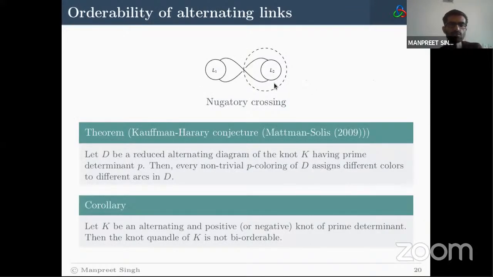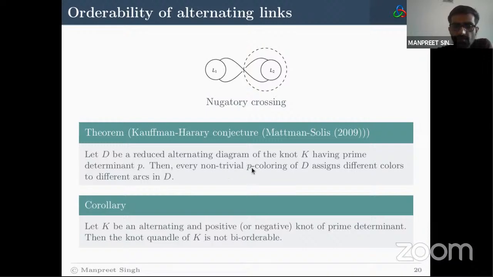So here are some consequences of this result. It was proved by Mattman and Solis, the Coffin hierarchy conjecture, which is as follows. Let D be reduced. By reduced diagram, we mean that there are no crossings of this kind. So let D be a reduced alternating diagram of a knot K having prime determinant. Then Mattman and Solis proved that every non-trivial p-coloring of D assigns different colors to different arcs in D.